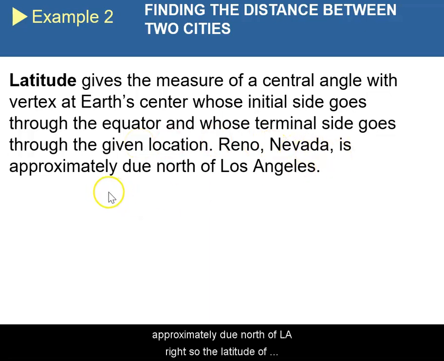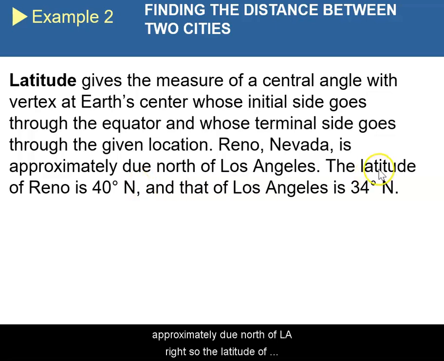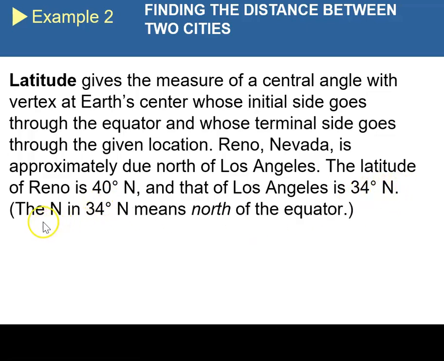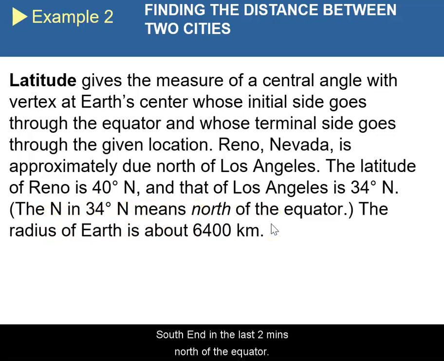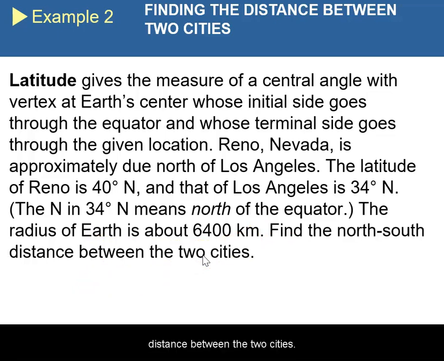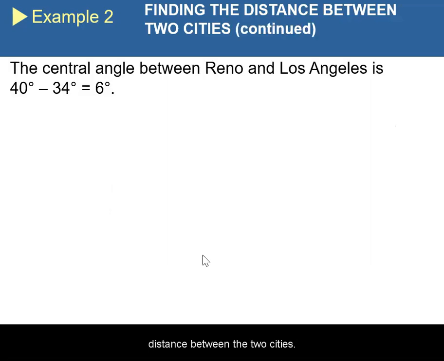So Reno, Nevada is approximately due north of LA, right? So the latitude of Reno is 40 degrees north, and Los Angeles is 34 degrees north, which should make sense because this is closer to the equator, so it has a smaller latitude than Reno, right? So the N in the latitude means north of the equator, okay? The radius of Earth is about 6,400 kilometers, okay? Find the north-south distance between the 2 cities.